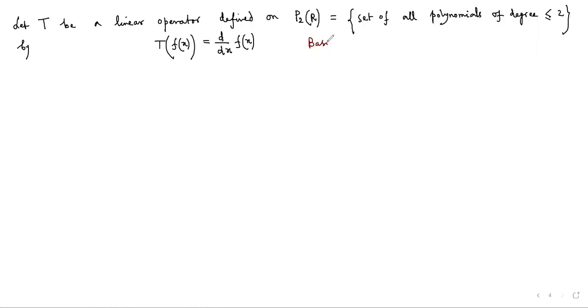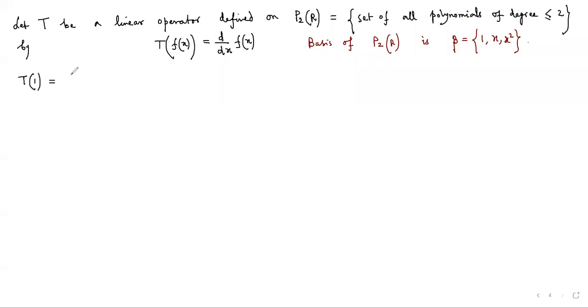The basis of P2R, we all know, contains 3 elements: 1, x, and x square. We will try to find the matrix representation of this linear operator with respect to this basis. So I am showing you once again the calculation. We look at the transformation when T acts on the basis elements.